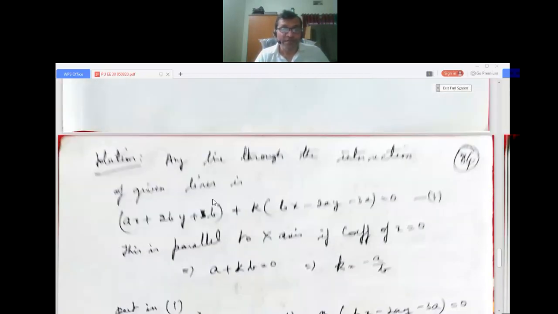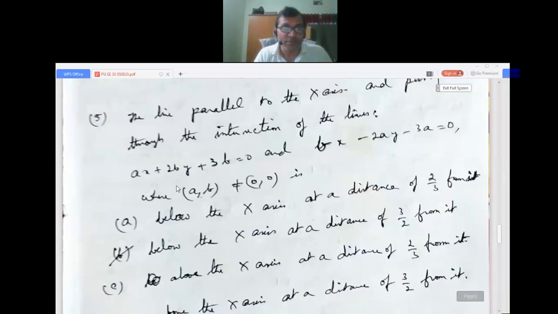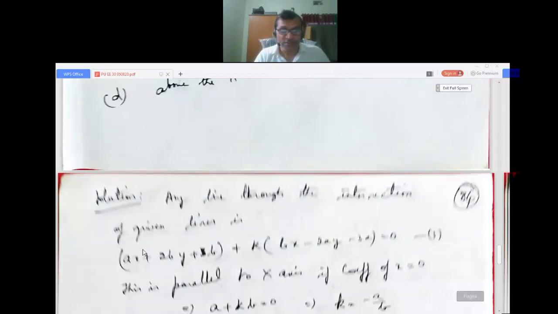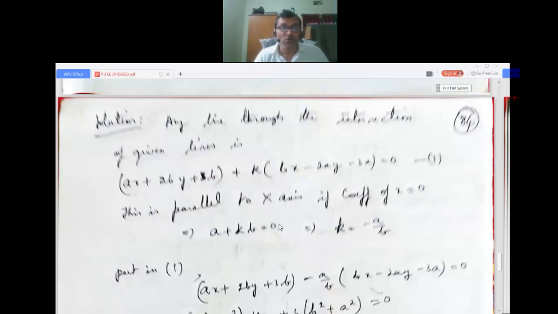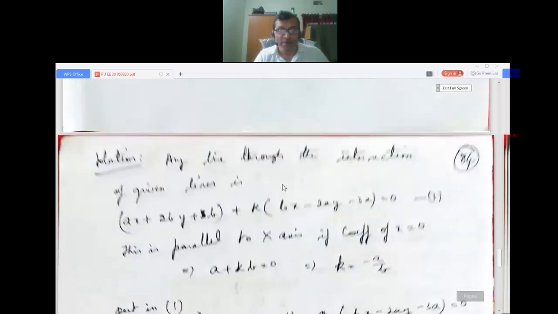See, any line through the intersection of the given lines is given by first line plus k times the second. That is, I take it as ax plus 2by plus 3b plus k into bx minus 2ay minus 3a equals 0. Any line through the intersection of the given lines is written like this. This is parallel to x-axis. It is given the line parallel to x-axis and passing through the intersection. So the equation of the line passing through the point of intersection is given like this.